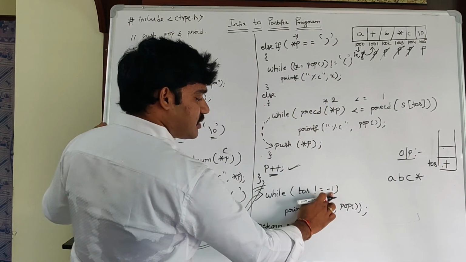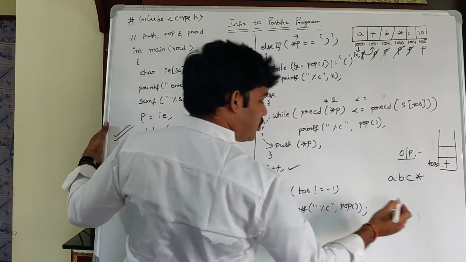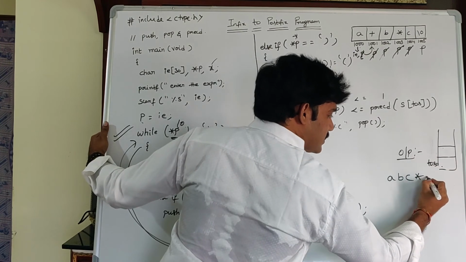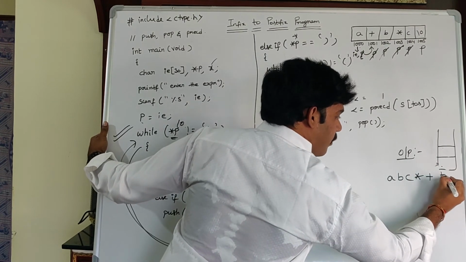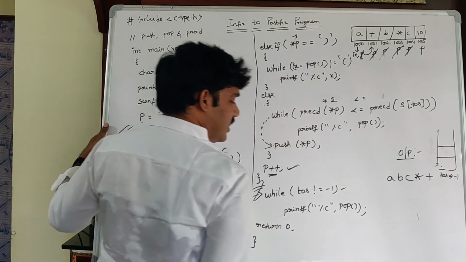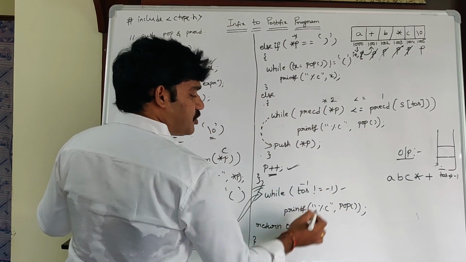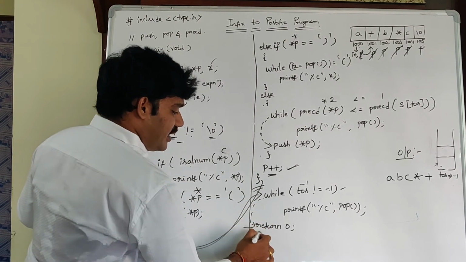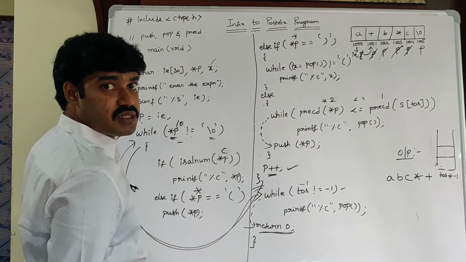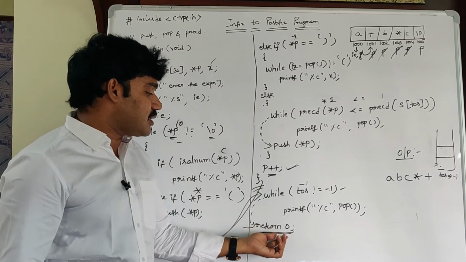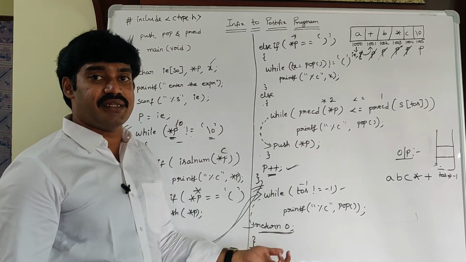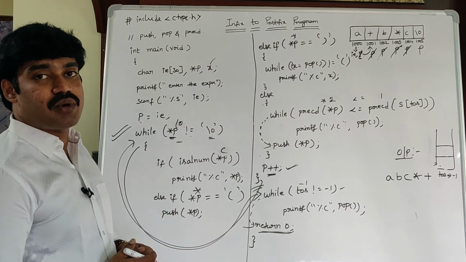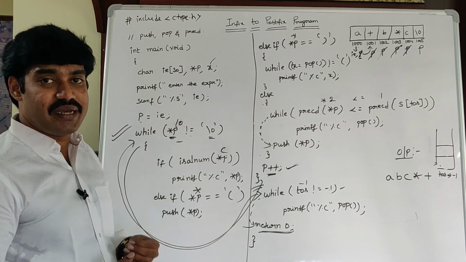Again, is TOS not equal to -1? Yes, 0 is not equal to -1. The condition is true, so printf pop. Pop means +. Now TOS is -1, because there are no elements in the stack. -1 not equal to -1, the condition is false. Coming out of the while, finally return 0, successful completion to the operating system. Why are we returning the value 0 to the operating system? Indicating the successful completion of your C program. So this is the program to convert an infix expression into a postfix expression.